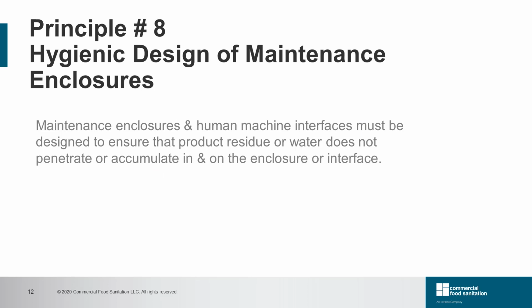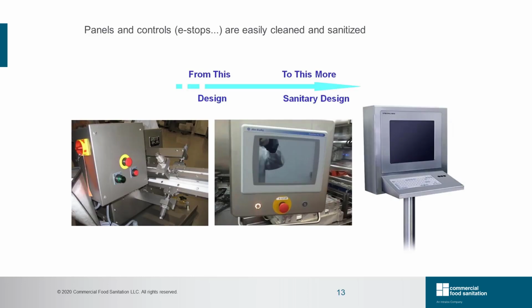Maintenance enclosures and HMI screens must be designed to ensure water or debris does not penetrate and accumulate in interior cabinets or housings. They have been known to harbor or shed microbes into processing environments. This image illustrates different designs and the evolution of buttons and control panels. Today's COVID environment places additional emphasis on this sub-principle.